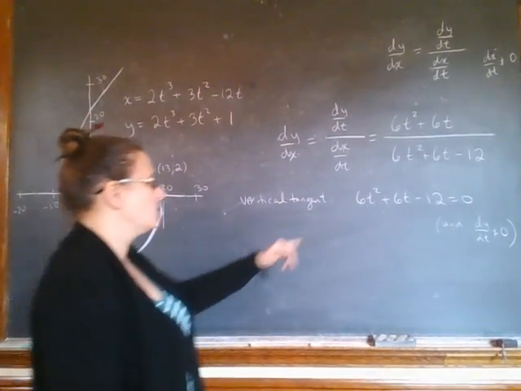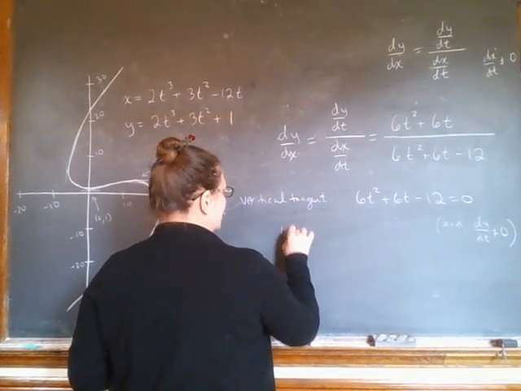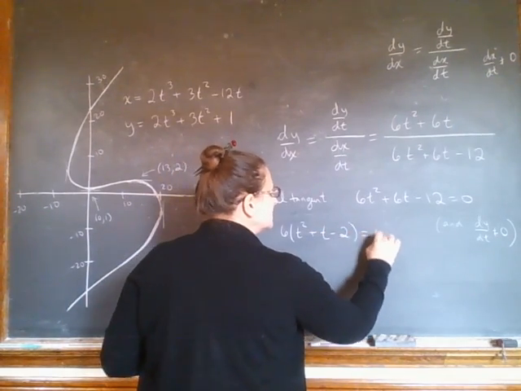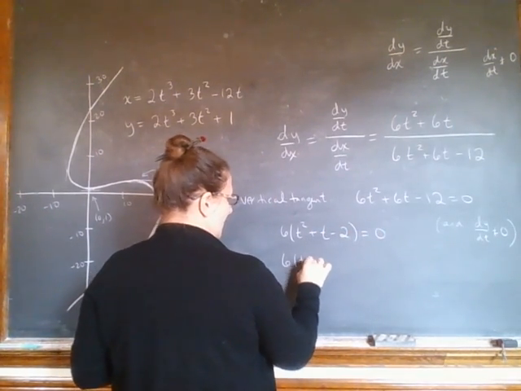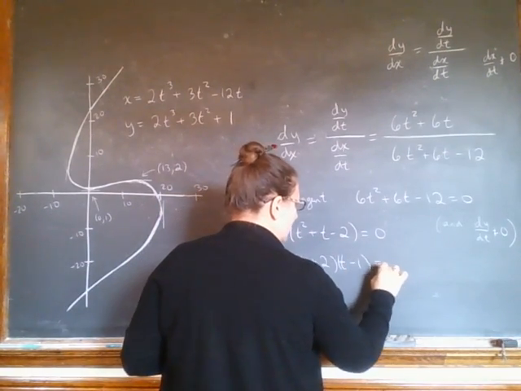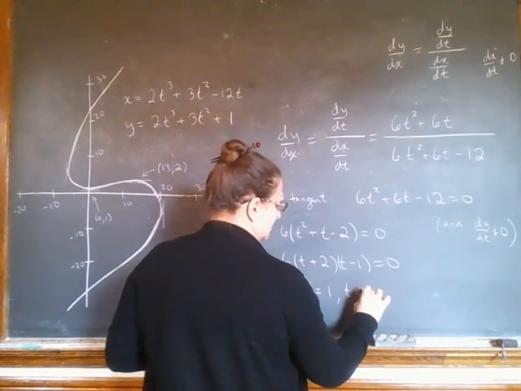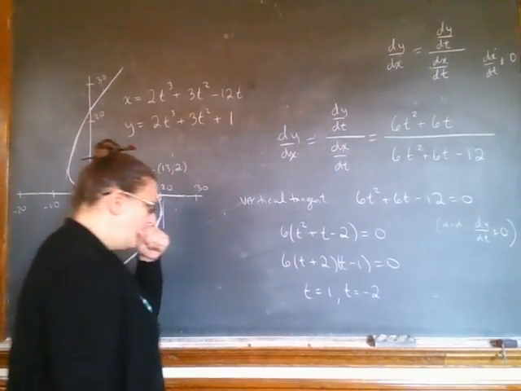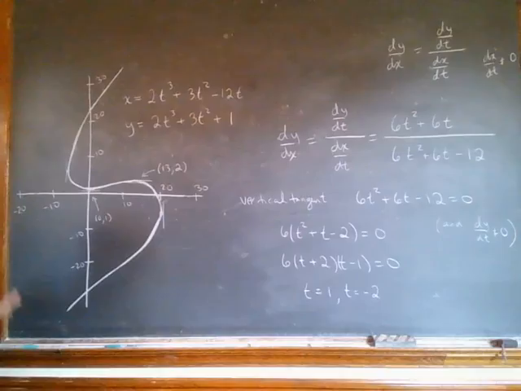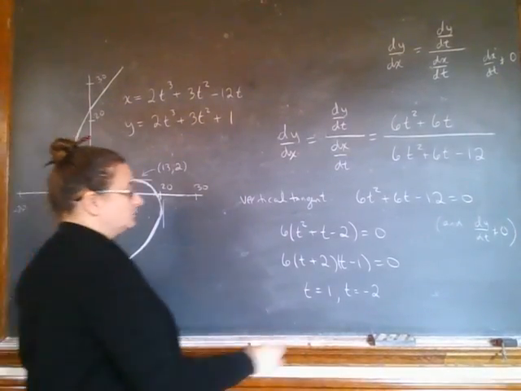Okay? So going back to this, it is easy enough to solve for, right? I just pull out my 6. I have a nice quadratic, t squared plus 2t minus 1. So now I have t equals 1 and t equals -2. Which is nice because I know I'm looking for 2 points from the graph. I'm going to figure out what those are.